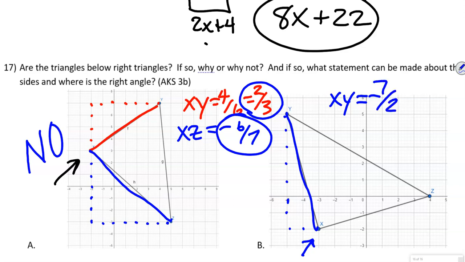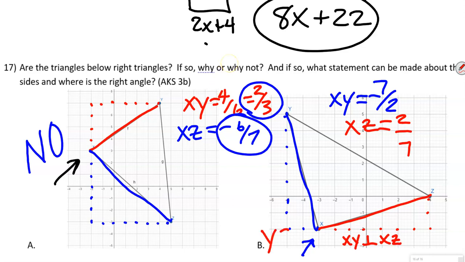Okay, so now we're going to compare that to XZ. Okay, so here we're going over 1, 2, 3, 4, 5, 6, 7. That goes on the bottom, right? And up 1, 2. Remember, it's rise over run. And this one is positive. So those are reciprocals of each other, right? So we could say that XY is perpendicular to XZ. So this is a right triangle, so the answer is yes.